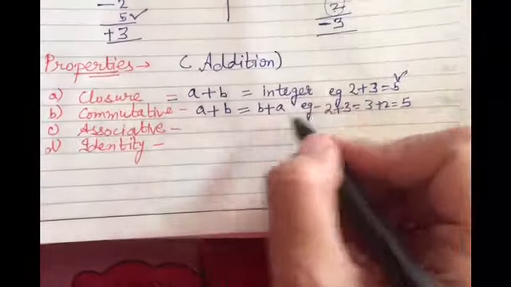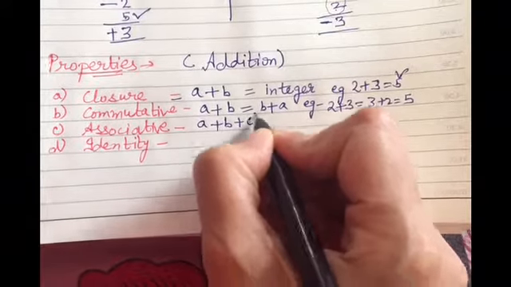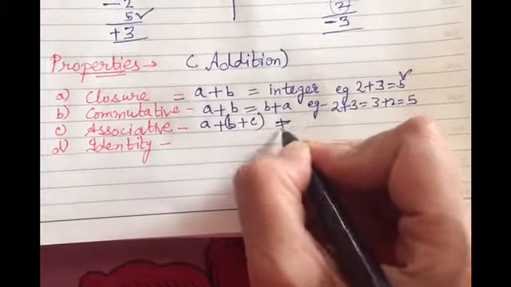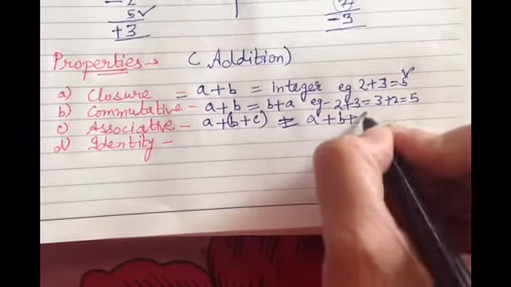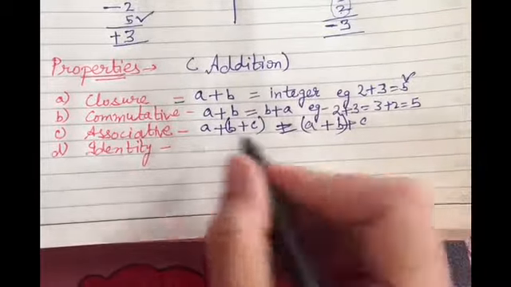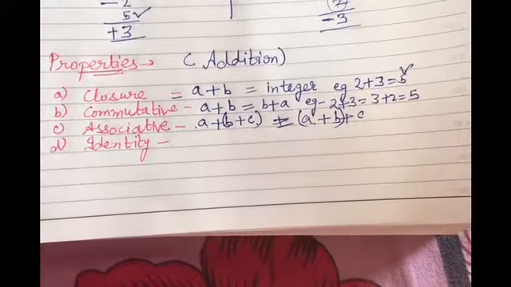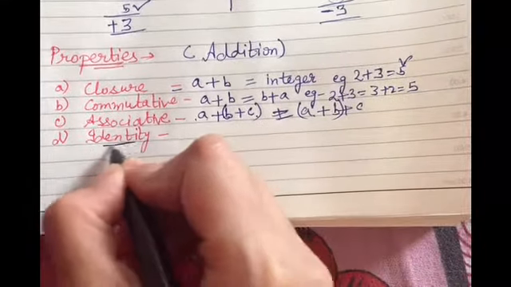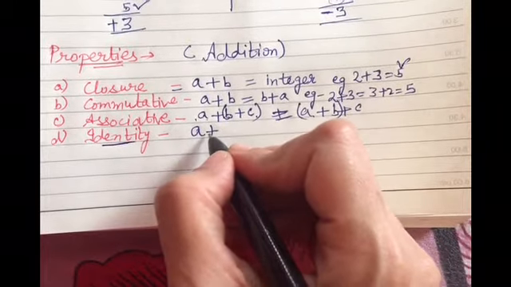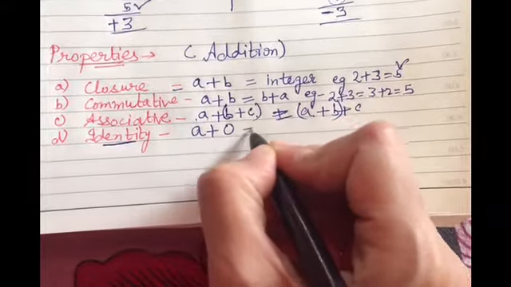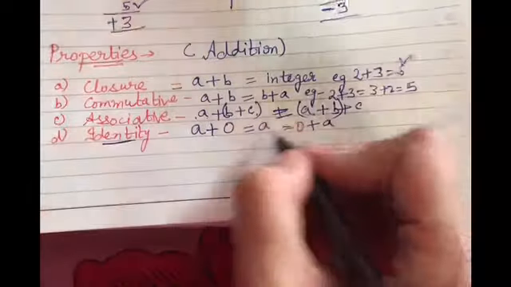Then comes associative property. Here we are taking three numbers. If we add like this or we add like this, the answer will be the same: if we add a plus b then c, or b plus c then a, the answer will be the same. Identity is the number which should be added to the integer so that its value remains the same, that is 0. So additive identity is 0.